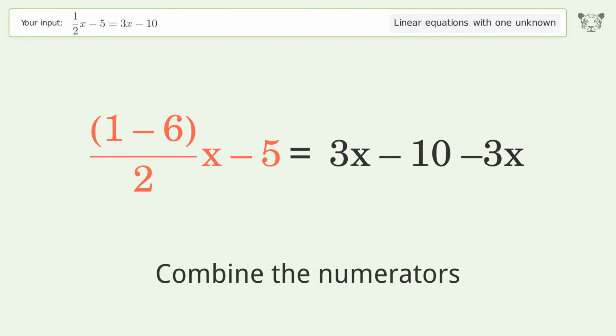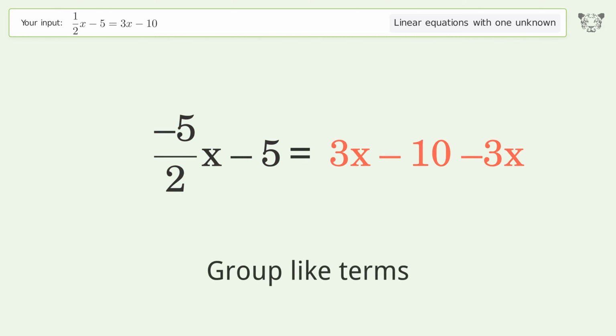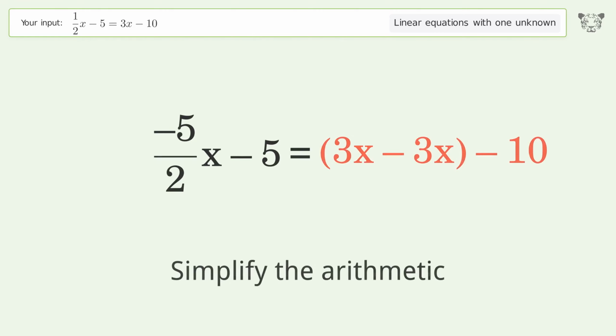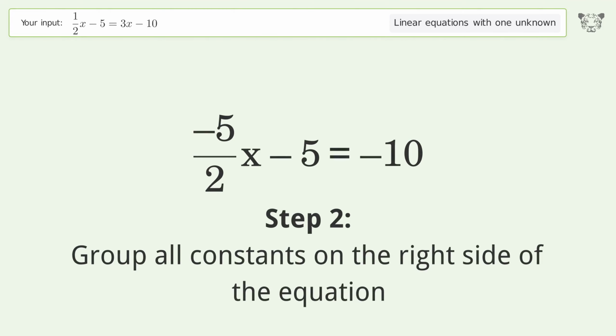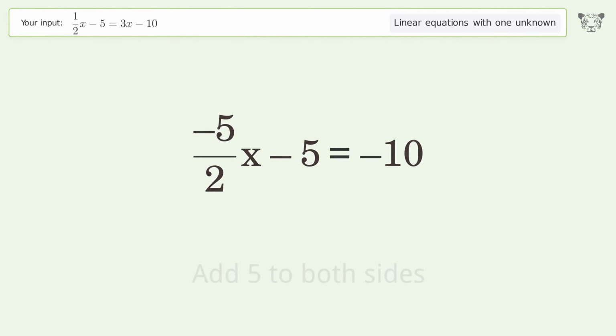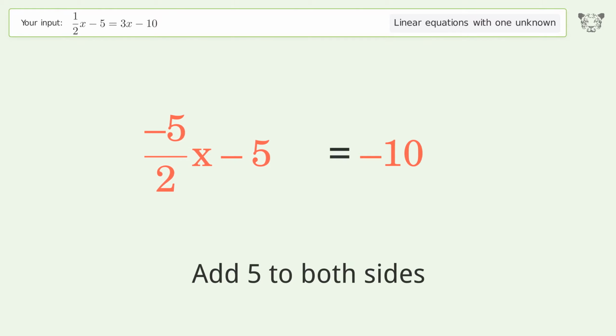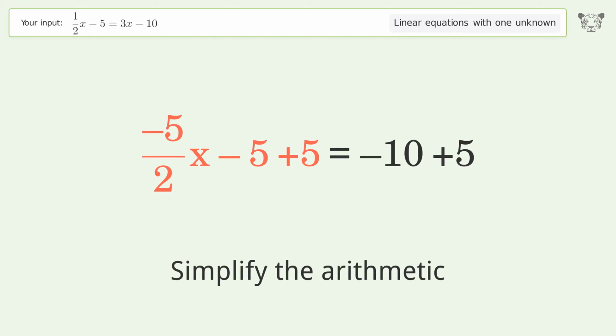Combine the numerators. Group like terms. Simplify the arithmetic. Group all constants on the right side of the equation. Add 5 to both sides. Simplify the arithmetic.